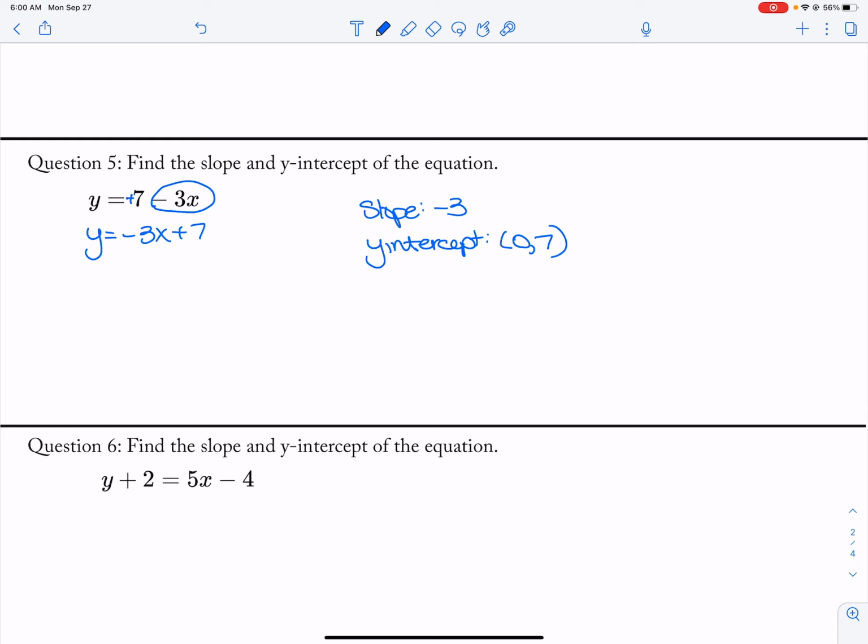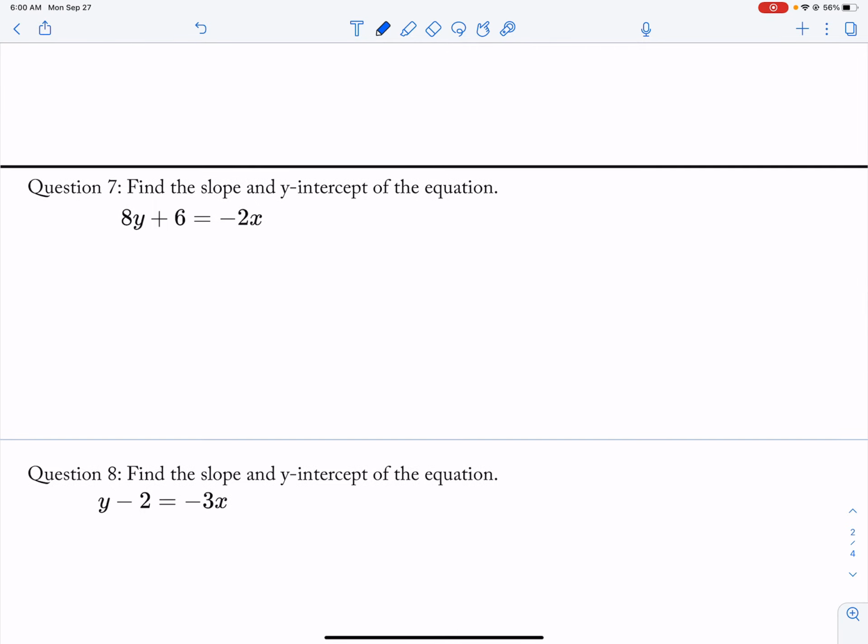Very important, though, as we get further along in math, I would hope that you would not have to rearrange this and you'd be able to look at the equation when it's just rearranged in this form and tell me what the slope and the y-intercept is. That would be the goal. So if you can do that now, I don't need to see you rearranging it.